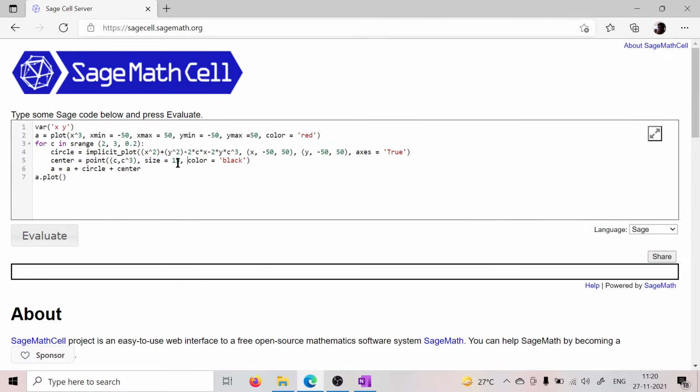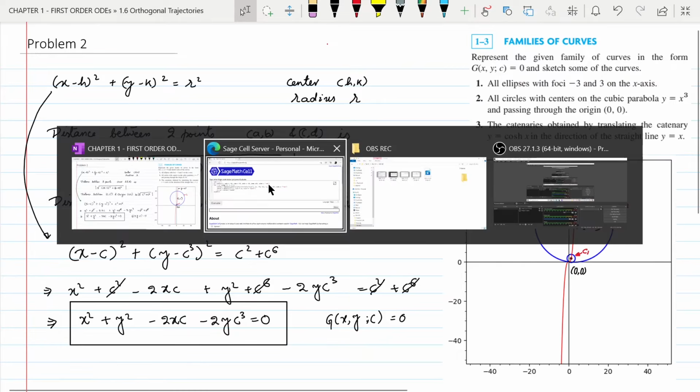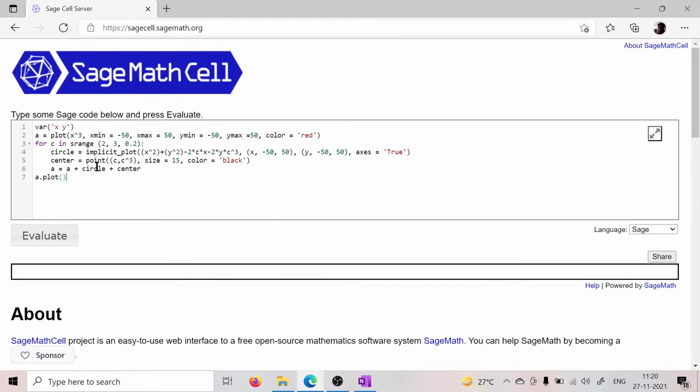In the next statement, we have plotted the center of the circle. You can see from here the center of the circle was (c, c cube). So here we have written (c, c cube) as the center. Again, in each iteration, the corresponding value of c of that iteration will be used to plot the point. We have just written size equal to 15 to show the center of the circle prominently, and we have considered the color black for the center. The circle will be plotted in the default color blue, the cubic parabola will be plotted in red, and the center will be plotted in black.